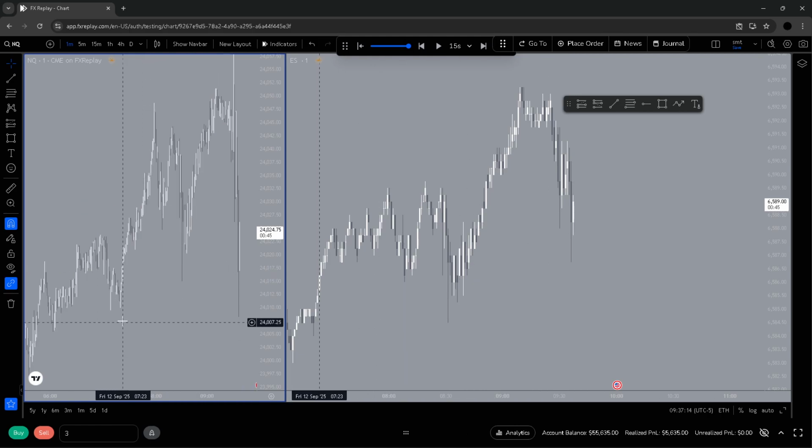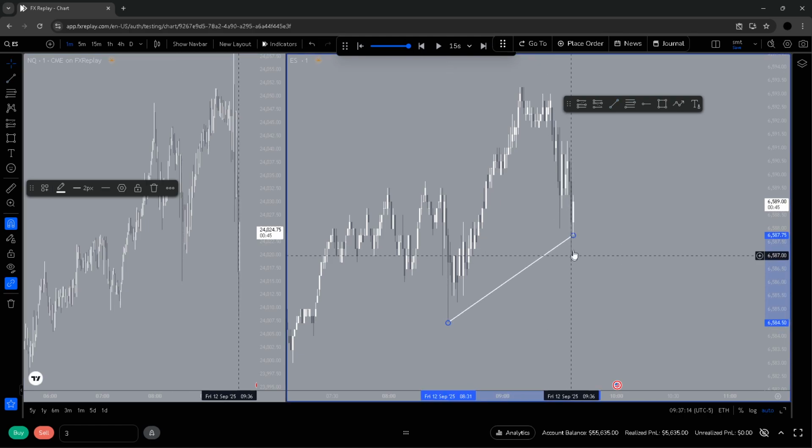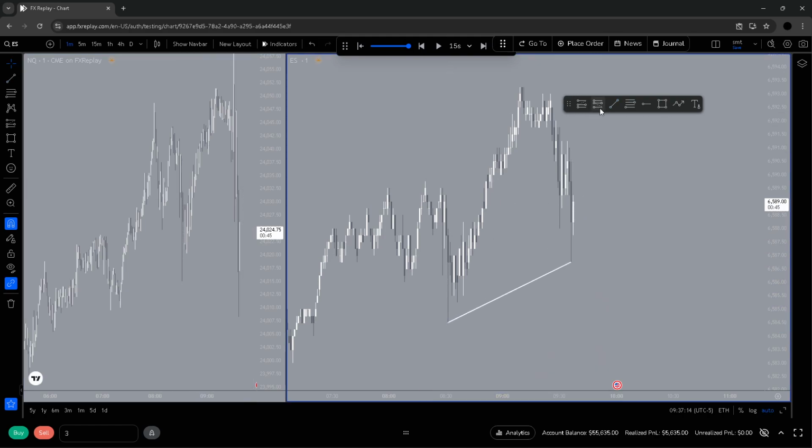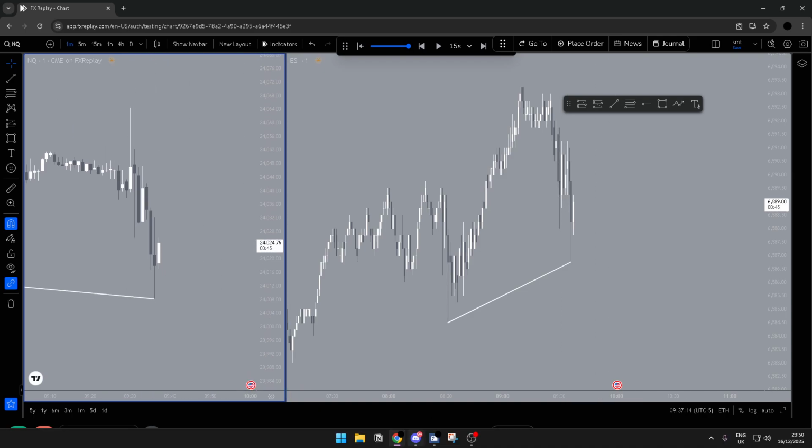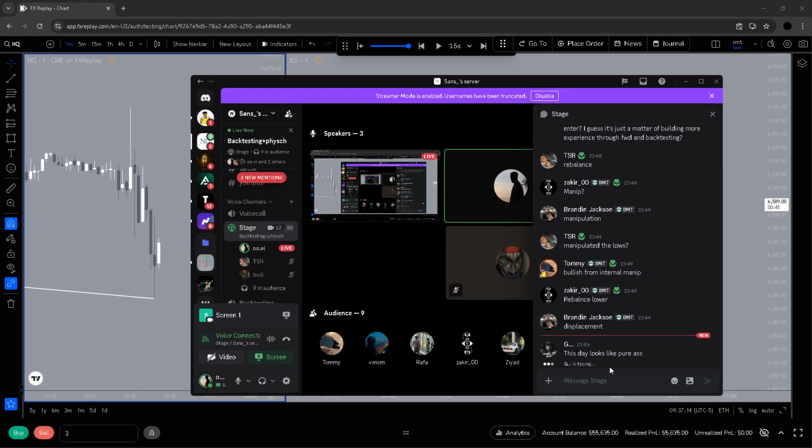I'm not gonna lie, boys, I want to take longs here. We've just taken out all the draws. We have SMT right here. It does still look rather low probable to me, but at the same time, it's not actually that bad. So what are you saying, boys? Do I slap on a big long right now? This day looks like pure arse.